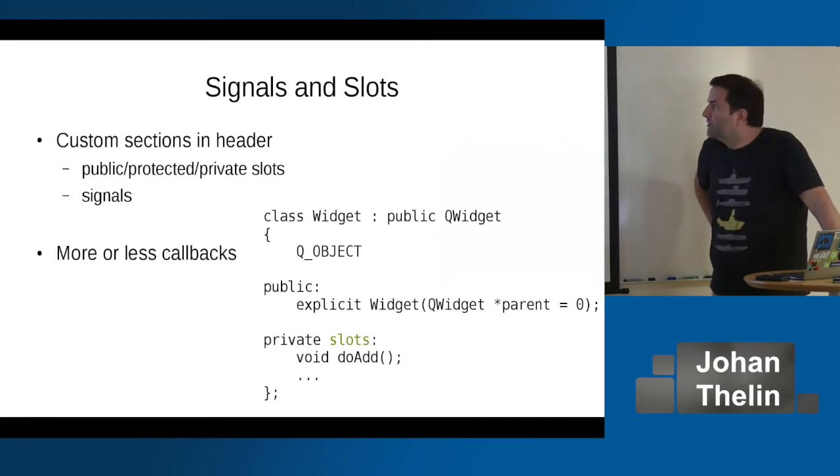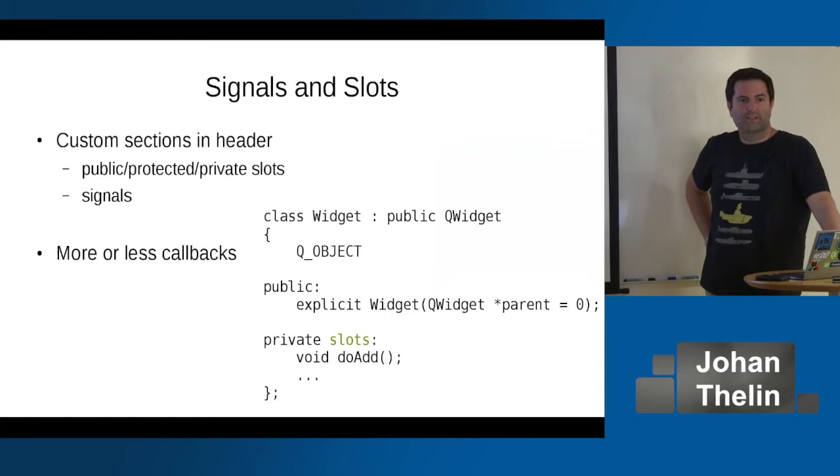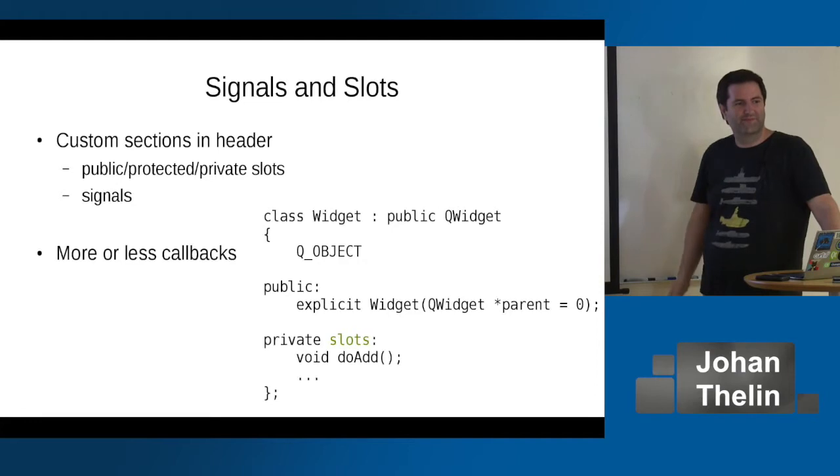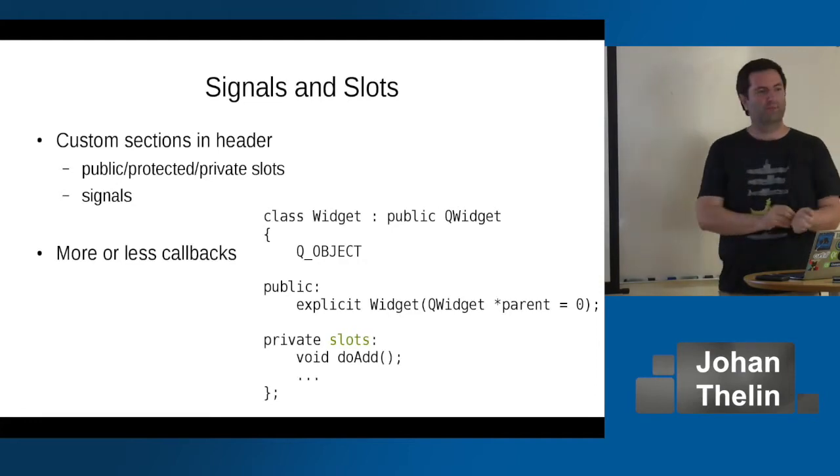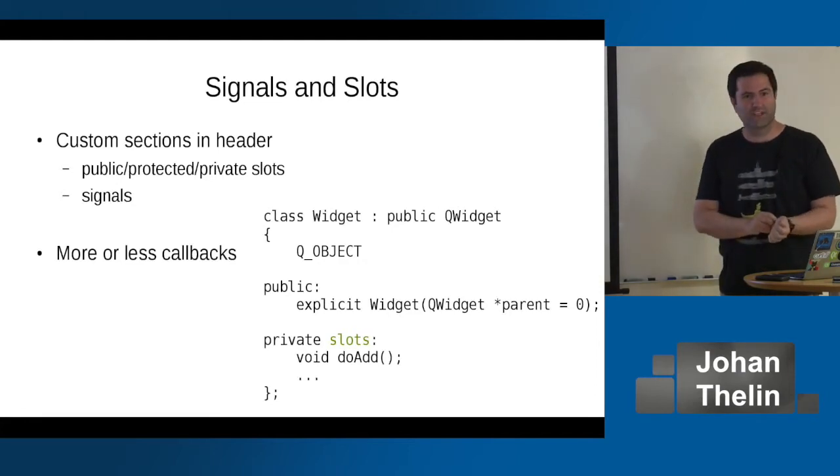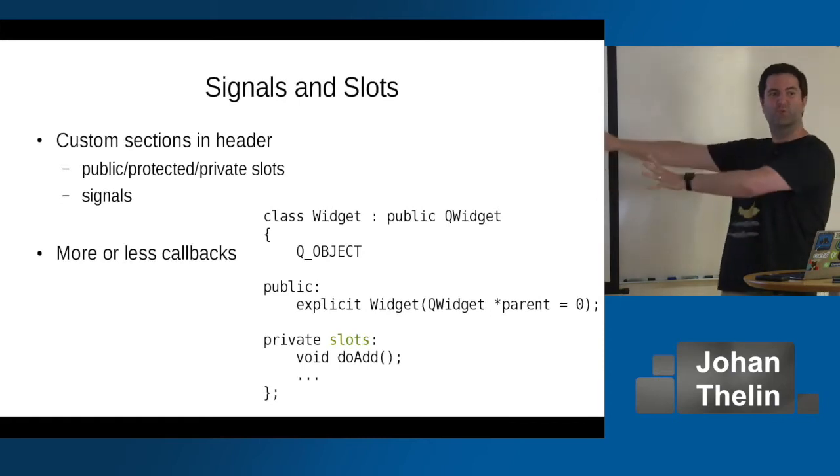The other half would be signals and slots, and this, I would argue, is the more sort of famous part of Qt. It looks like custom sections in your header files, which makes some people believe that this is not C++, but it is. You have a preprocessor. These are removed at compile time.